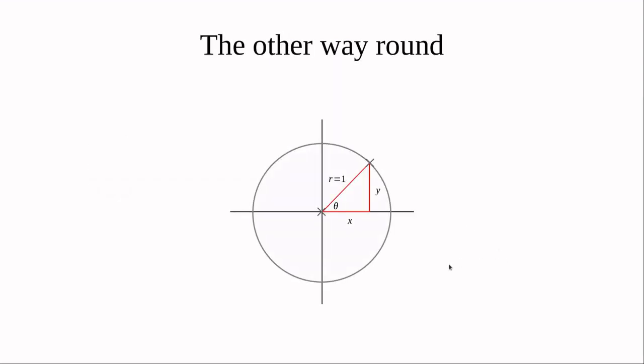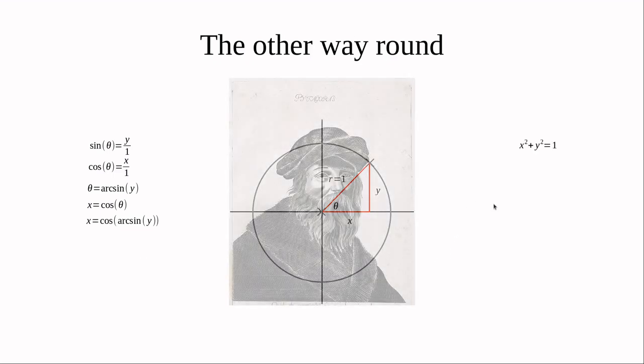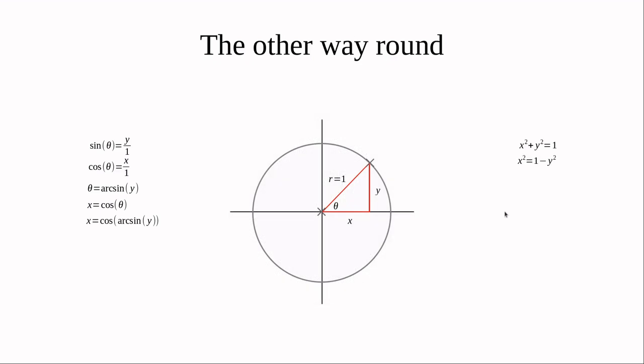So we can try this again, but instead of taking arc cos of x, we can take arc sine of y. And so we want x as a function of y, so x equals cos theta, which is arc sine y. Boom, x equals cos of arc sine y. And again, Pythagoras, x squared plus y squared is 1, x squared is 1 minus y squared, x is the square root of 1 minus y squared. Therefore, cos arc sine y is equivalent to square root of 1 minus y squared.